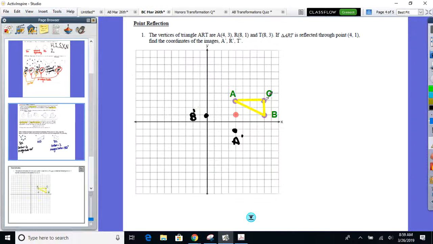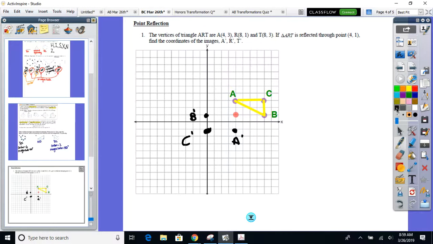Ready? Over 1, 2, 3, 4, down 2. So where do you think I go? Distance doesn't change. Over 1, 2, 3, 4, down 2. And there is C prime. Anybody know what I just used there? Over and down. Slope, yes. I use rise over run. That's the big boy, big girl word there, slope. Liz, yep, thank you.